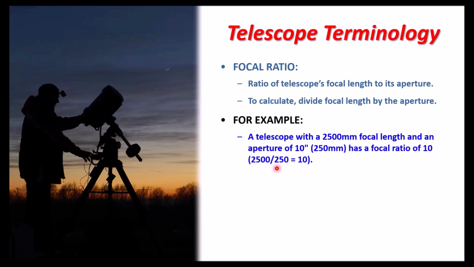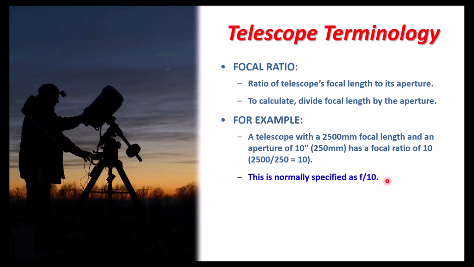So 2,500 divided by 250 is 10, and this is specified usually in the telescope manual or on the telescope itself as F10. So if you see an F10 and like an F6.7 10-inch Schmidt-Cassegrain, obviously the F6.7 will be faster photographically or with images. It'll collect light faster than an F10.